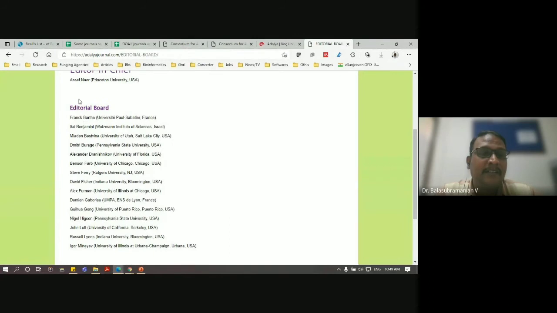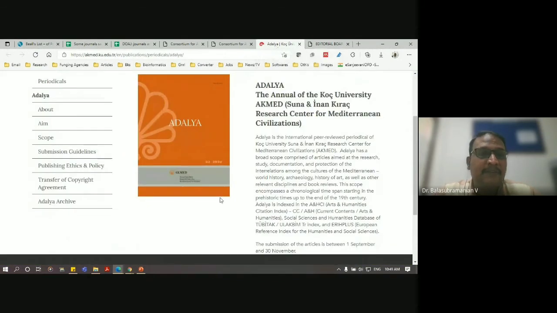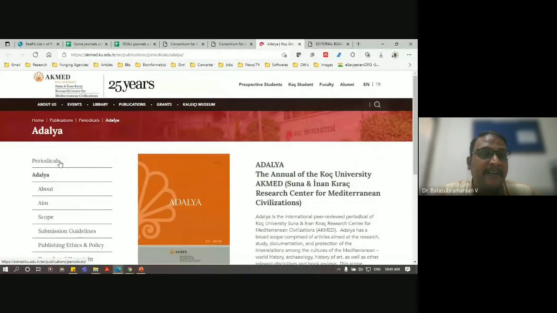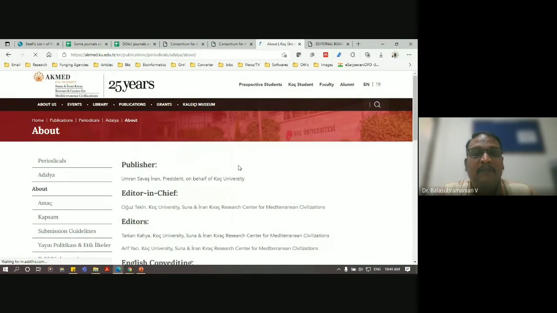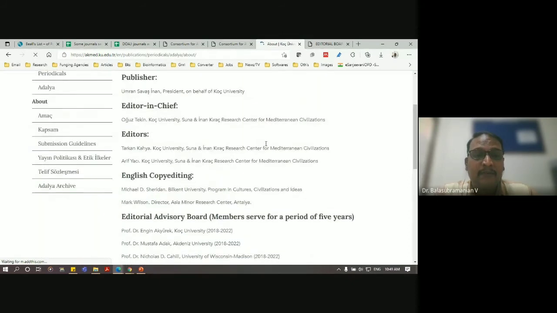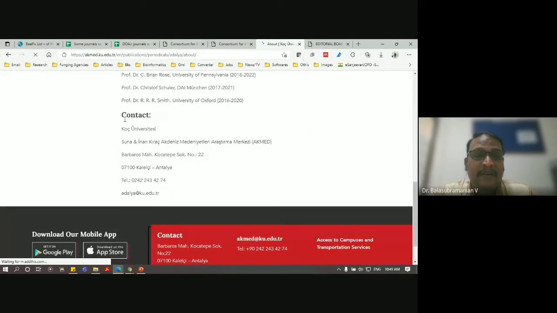Here you can see the editorial board, they don't have any clear-cut specialization. They did not mention anything in the journal. So in the original, you can see they have a copyright agreement, the periodicals. It's a journal, and they have clearly mentioned everything about the journal. If you click about, it will show what the journal is, the editor-in-chief with full address, English copy editing, Turkish, and contact details, clear-cut.